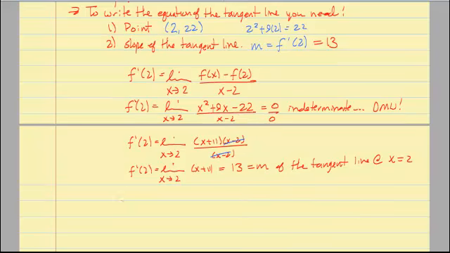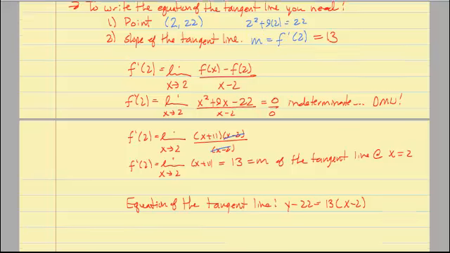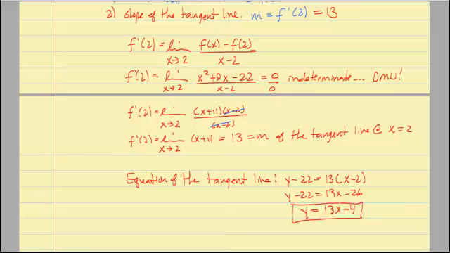So taking these two pieces of information, the equation of my tangent line will be given by y minus 22 is equal to m, which is 13, times x minus 2. Okay, this is the point-slope form of the equation. If we solve this for y, add the 22 across, I get y equal 13x. Negative 26 plus 22 is a minus 4. That's the equation of the tangent line to the graph of y equal x squared plus 9x at x equal 2.